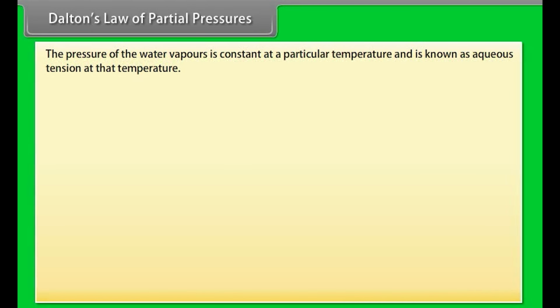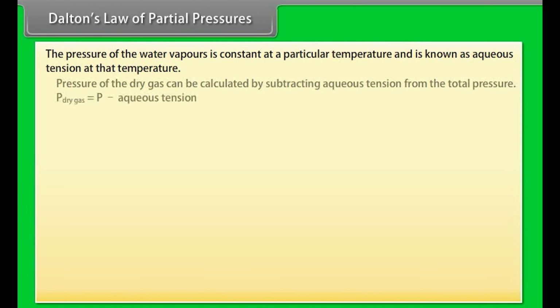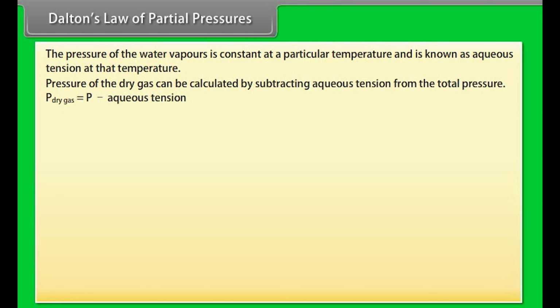The pressure of the water vapors is a constant at a particular temperature and is known as aqueous tension at that temperature. The pressure of a dry gas can be calculated by subtracting the aqueous tension from the total pressure. P dry gas = P − aqueous tension.